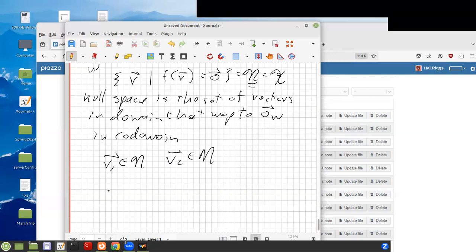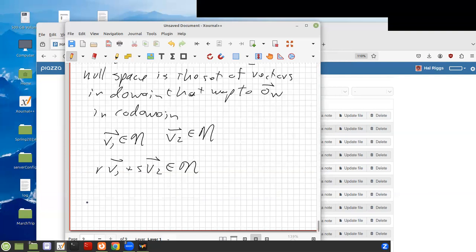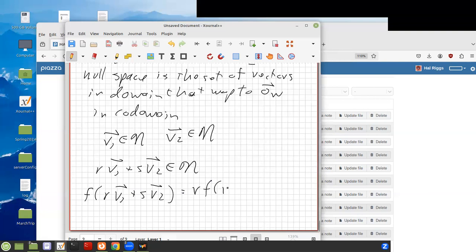Well, we have to see, is R V1 plus S V2 also a member of the null space? Well, because this is a member of the domain, there is an image, F of R V1 plus S V2. We know this exists, the image, but it's because F is linear that this is equal to R times F of V1 plus S times F of V2.